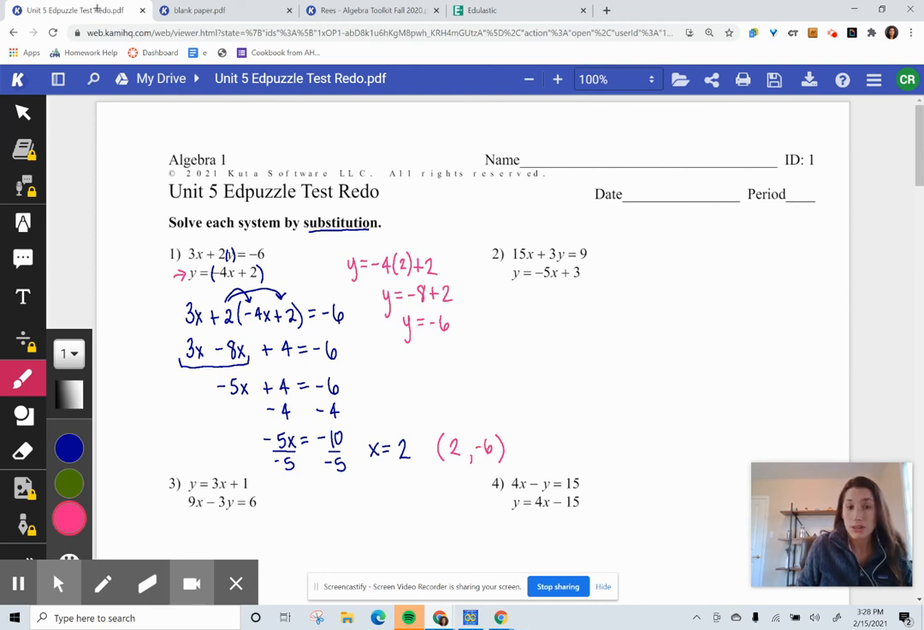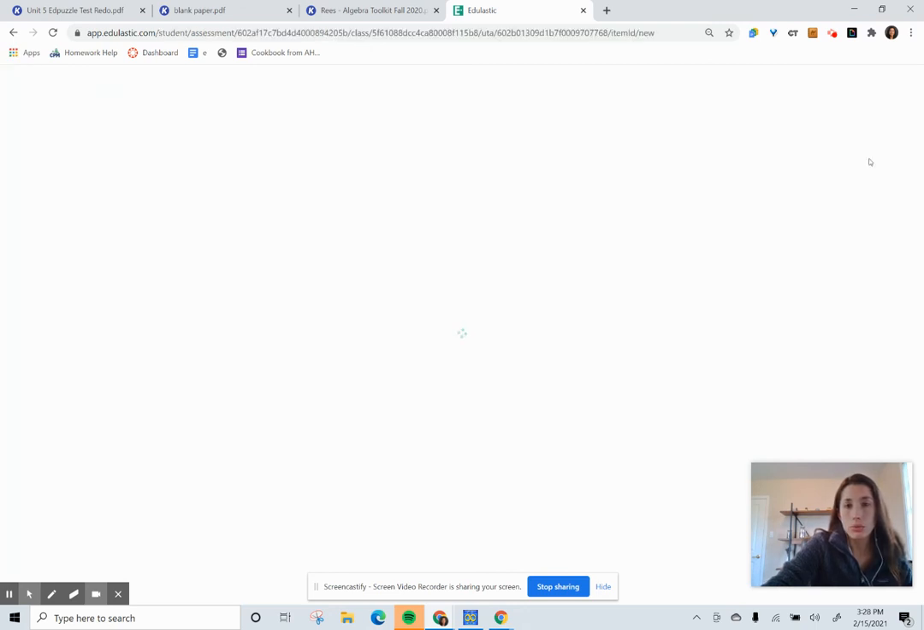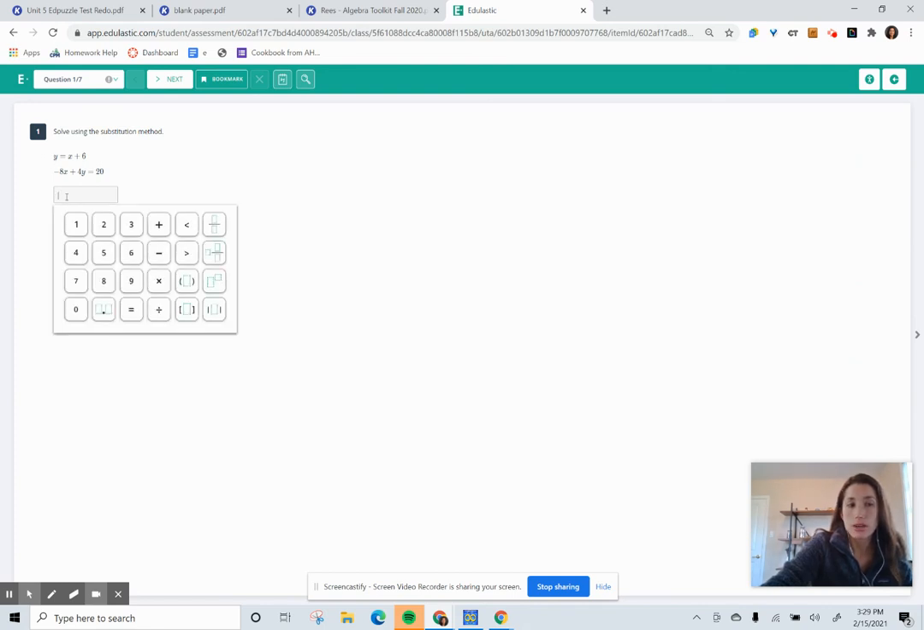Okay, so now what you're going to do is go to Edgelastic. You're going to check your Unit 5 Edpuzzle test recovery, and you're going to do question number 1 there. You are solving for x and y using that same substitution method, and you're going to type your answer in for question 1 on Edgelastic.